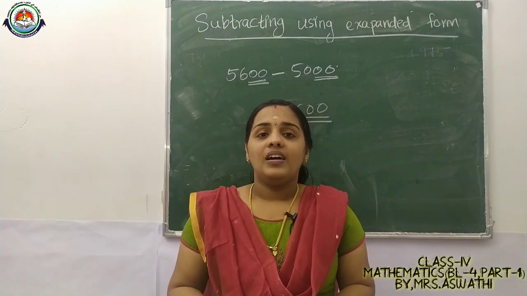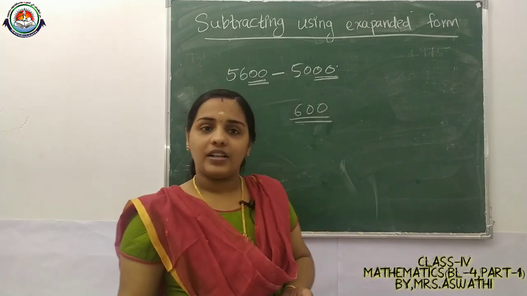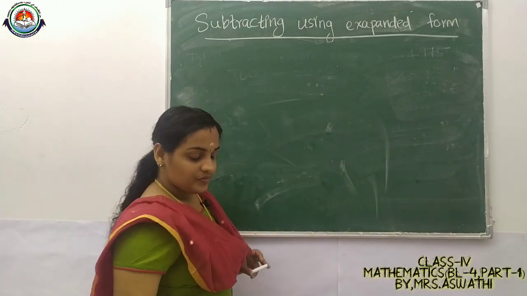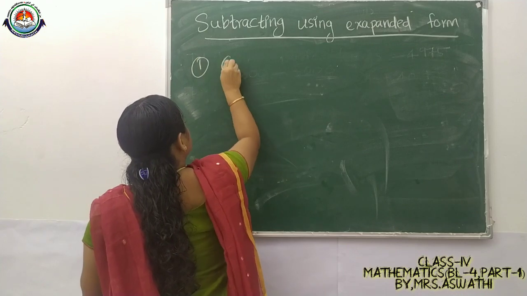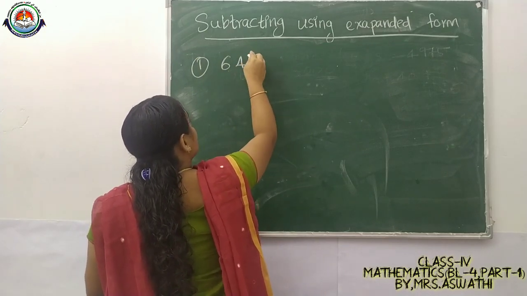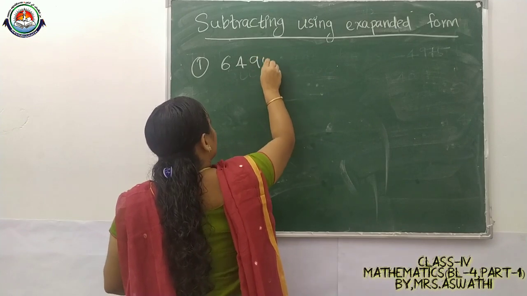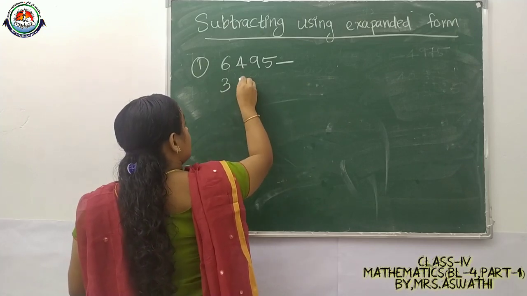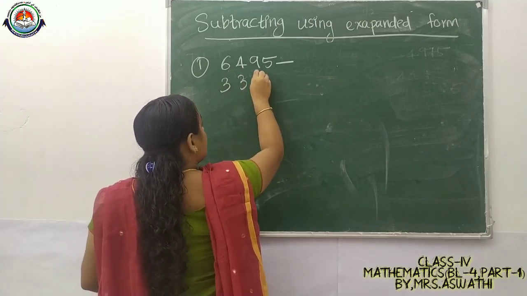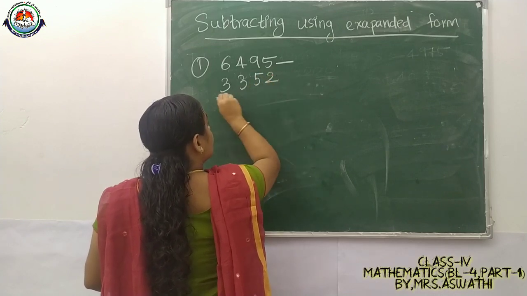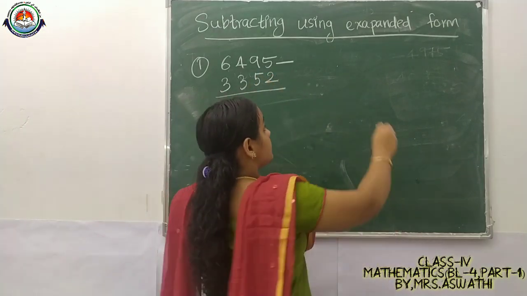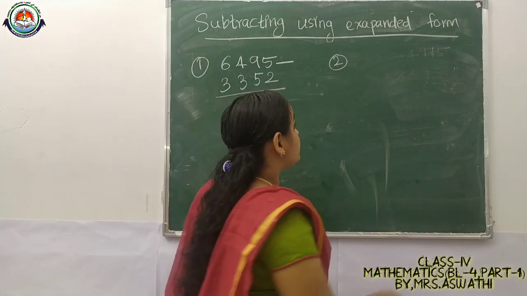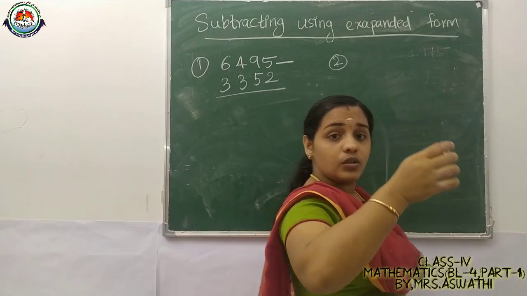So now I will give you some homework. Can you do this? Try it. First one, 6,495 minus 3,352. Okay. Then the next question. This question you do mentally. Okay. How can we do this?